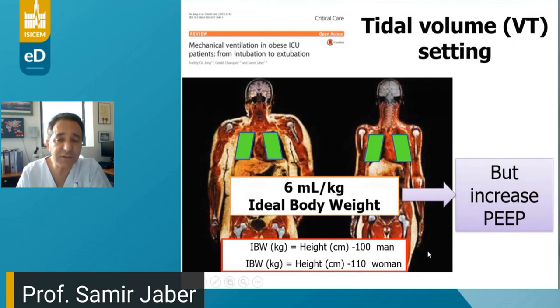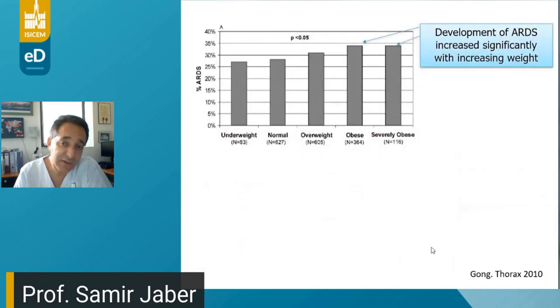This is simple, but please consider in obese patients to increase PEEP because, as you see, you have the retention of the thorax and this modifies the ventilatory mechanics. So, as I said, development of ARDS increased significantly with increased weight. This is reported in several studies. One of the first is from the group of Kang and collaborators, who showed that obese and severely obese patients have a high incidence of developing ARDS.